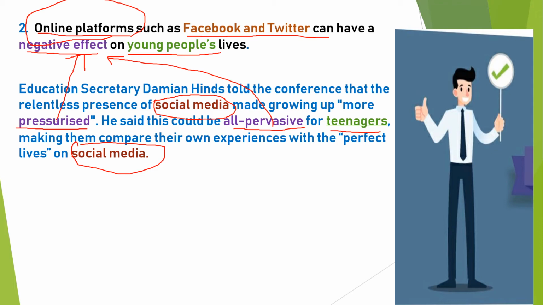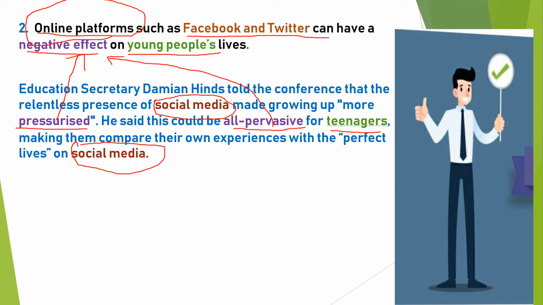That means it can be all negative outcome for teenagers, making them compare their experience with perfect lives on social media. So they are pressurized, they are having a negative outcome in order to compete with others' good life in social media. So this is the meaning of the paragraph.